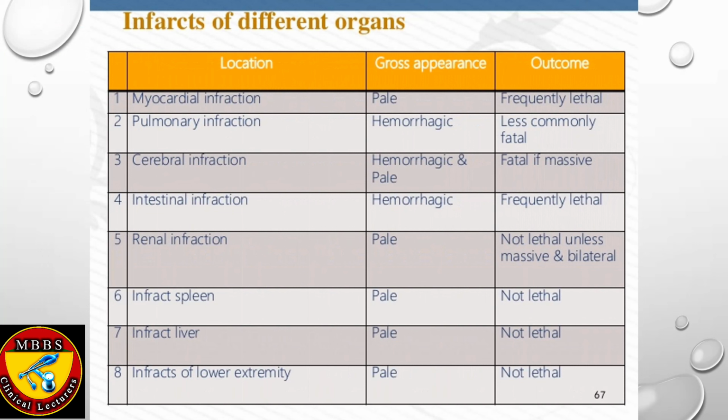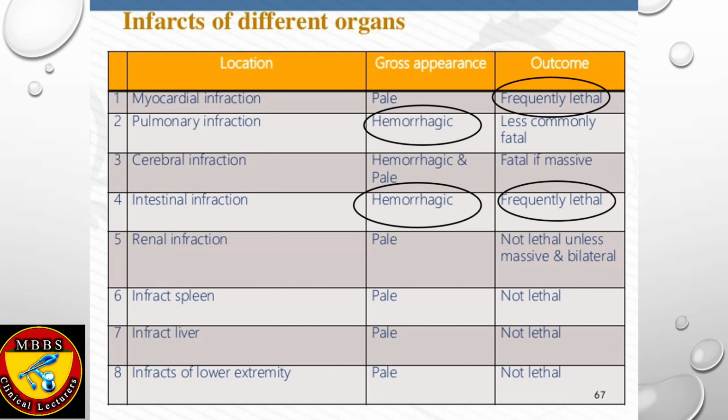And this picture shows the infarcts of different organs with their gross appearance and the outcome. You can see the pulmonary infarction and the intestinal infarction are hemorrhagic, whereas the rest of them appear pale on gross appearance. The myocardial infarction and intestinal infarction are frequently lethal as compared to other organs.